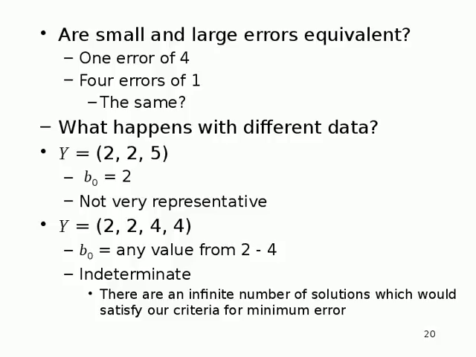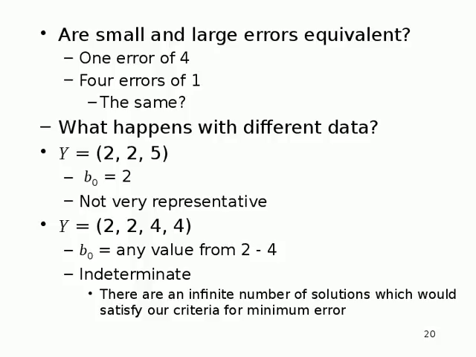Are small and large errors equivalent? If I have one error of 4 or 4 errors of 1, is that the same thing? What do you think? So look at the examples that I have given you on the slide. Here's an example where I have 2 data that are 2 and 1 data that are 5. If the model is 2, then the error in 2 cases is 0, in the other case it's 3, right? So it doesn't represent it very well.